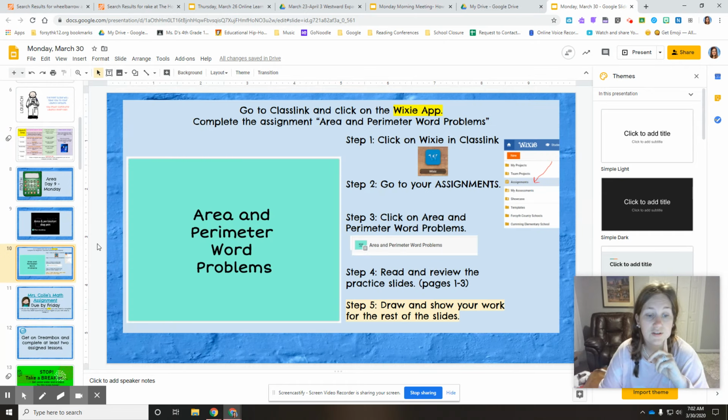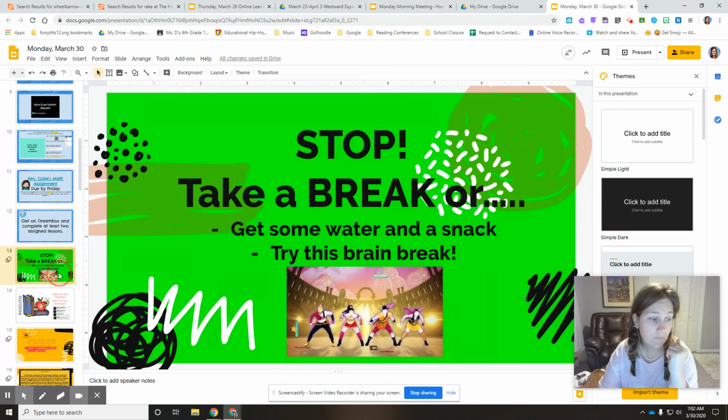For math, again, you are solving area and perimeter word problems in Wixie. Remember, perimeter you add, area you multiply, length times width. The first 3 slides are examples, and then you have to draw out your work and solve the problem. Remember, if you don't show your work, I can't count that you have completed your activity for the day. So make sure you're following all the directions, so I can count that you have done that activity. You have a stop sign in there for a little brain break.